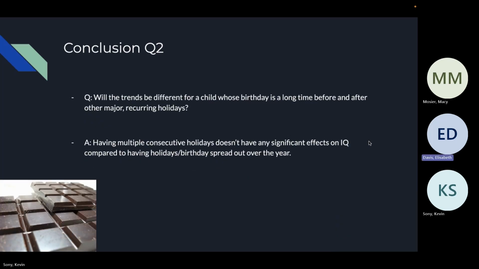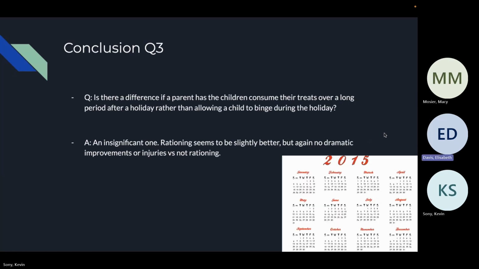Our model found only a small difference for children whose birthdays are relatively far from Halloween, and this can be attributed to increased overall consumption at earlier ages. Our model also found only a small difference between the case where the chocolate is consumed immediately after the holiday and the case where the chocolate is rationed over a longer period of time, which can again be attributed to onset timing.